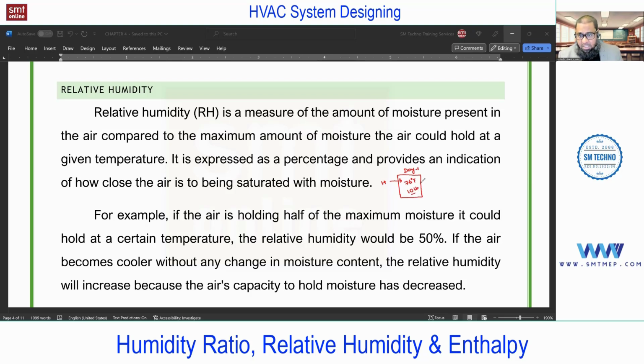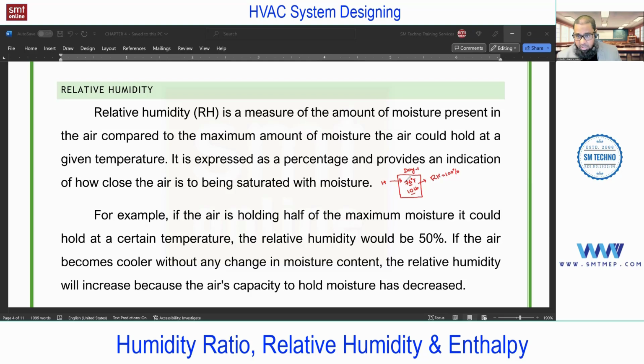It means the maximum moisture possible at this temperature in this room is what? At 76 degrees Fahrenheit, 10 pounds of moisture is the maximum. The maximum possible moisture content at this temperature in this room is 10 pounds. It means RH is 100%, and I can use one more term: the air is saturated. Remember, when RH is 100%, we can say the air is saturated, meaning the air contains the maximum possible moisture content at that dry bulb temperature.